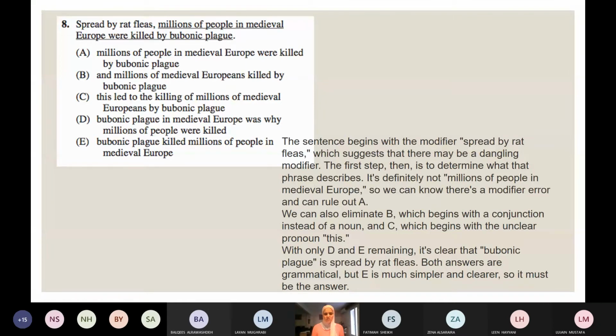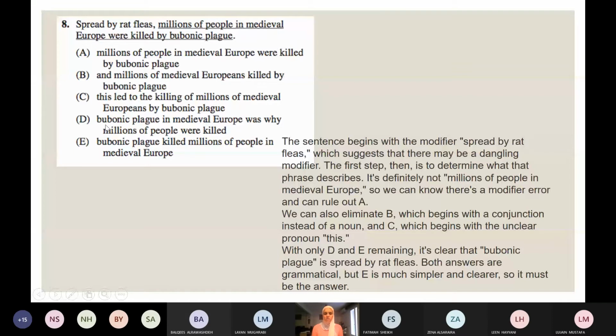Here there is no situation or any chance to add this. Why would I add this pronoun? There is no need for this. This led to spread by rat fleas. This led to the killing. It is no unclear pronoun. Okay, D. Bubonic plague in medieval Europe was why millions of people were killed. Okay, it is grammatically okay.